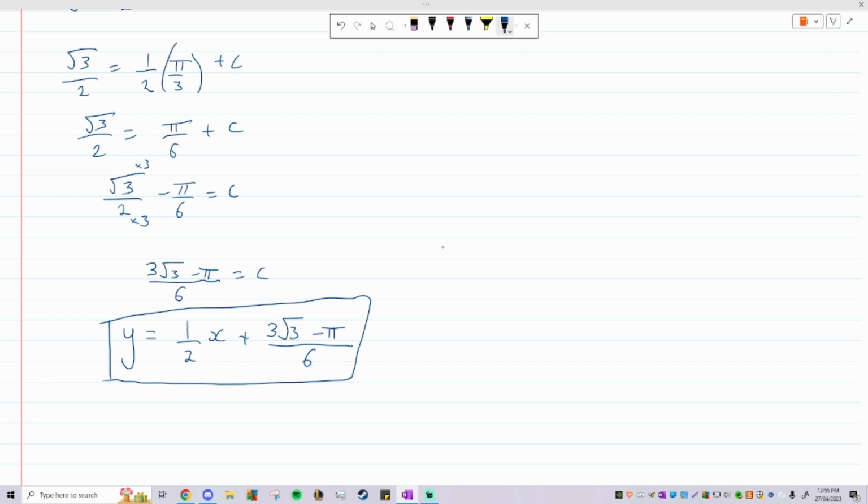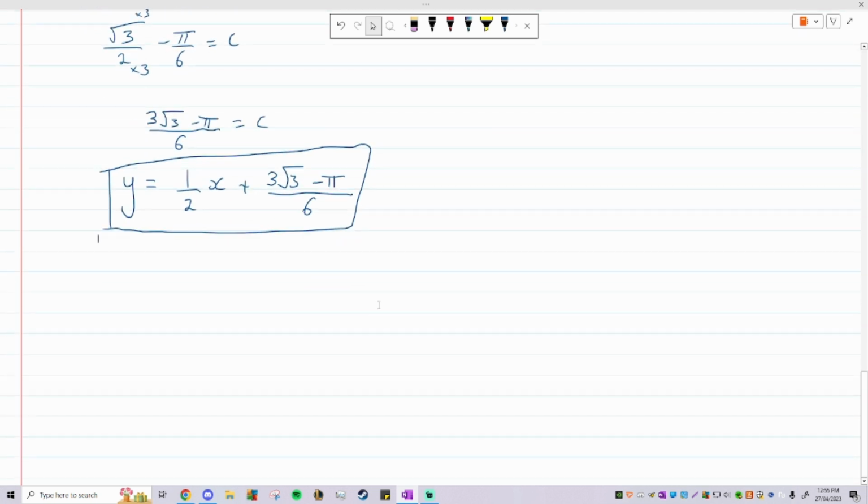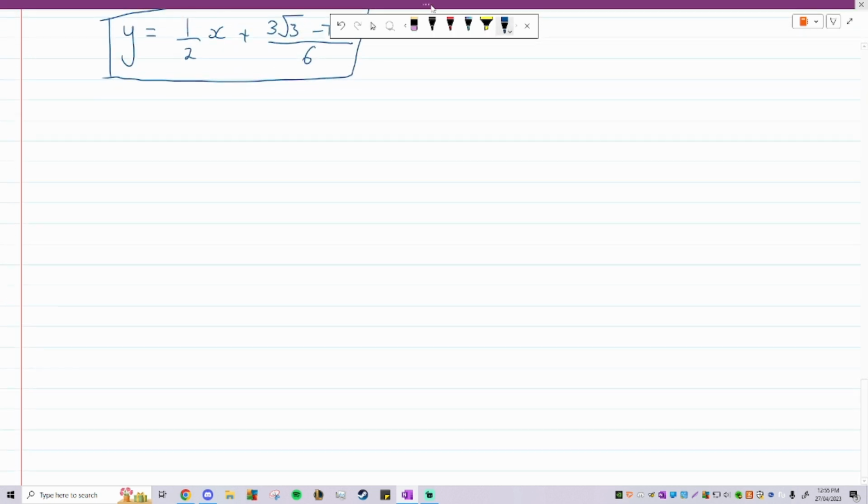So again, find the gradient by just finding the derivative and plugging in the x value. Plug that into the straight line equation, y equals mx plus c, and then plug in the coordinate to find c. So that's all there is to the tangent line. So a lot of it is very similar to what we've been doing. We're just taking it one step further and using the straight line equation. The next thing we're going to look at is the normal to the curve.